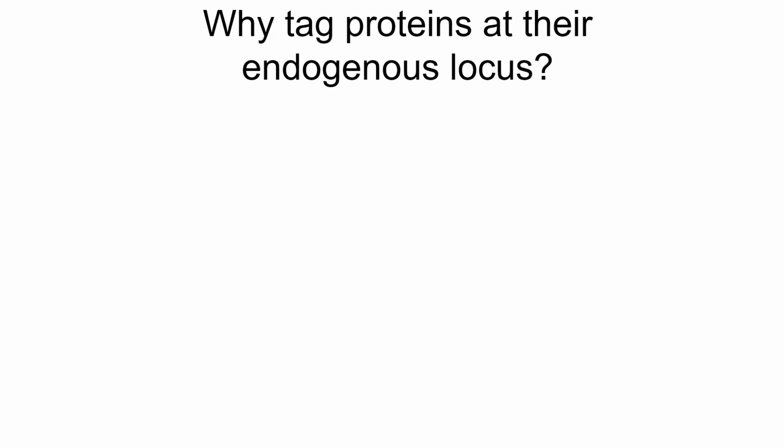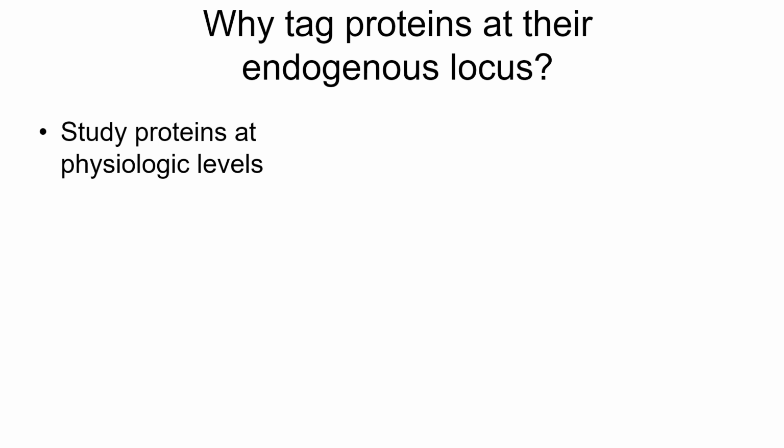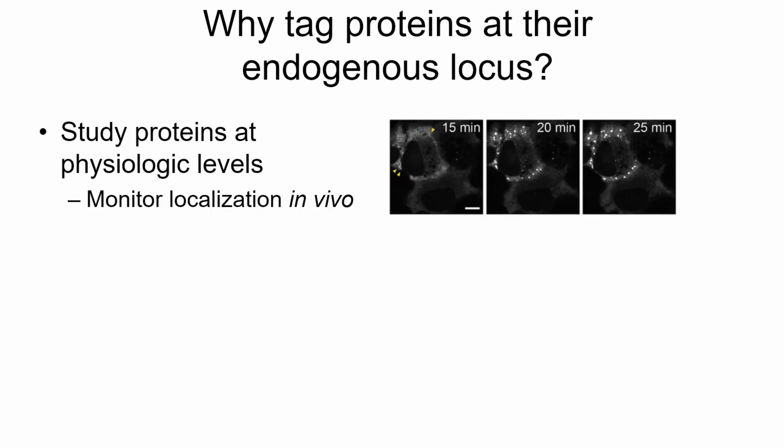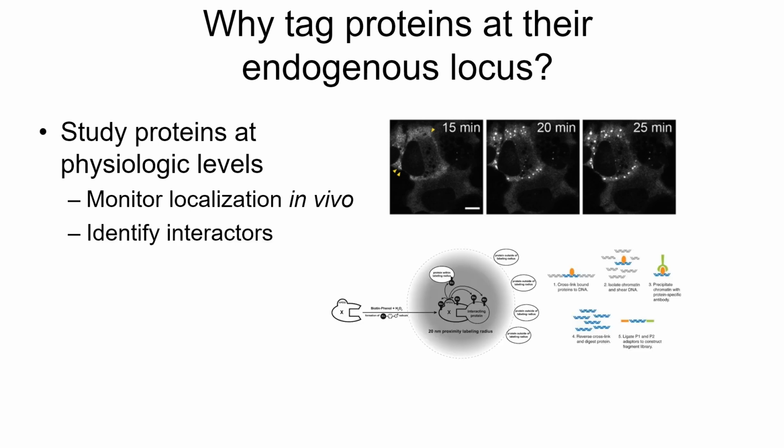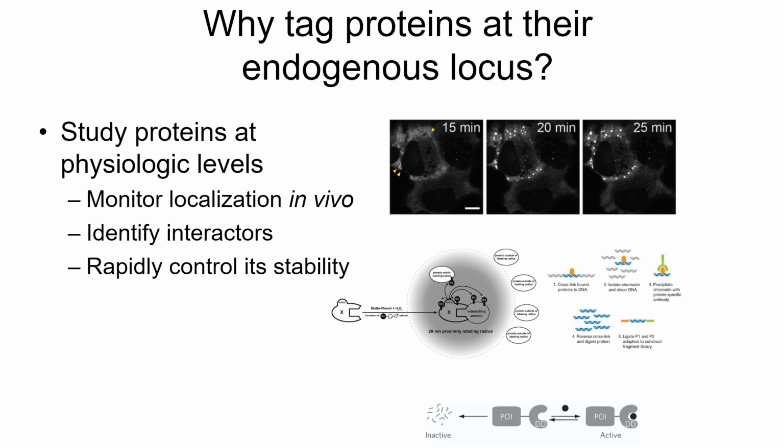So why do you want to tag proteins at their endogenous locus? One, it lets you study proteins at physiologic levels. And once you do the tagging, you can now monitor things such as protein localization in vivo inside of cells and see where the protein is in real time. Can also identify interactors of that protein of interest, see who it's binding to, see where it's interacting with. And you can control the stability of that protein of interest to understand what its function is within the cell.